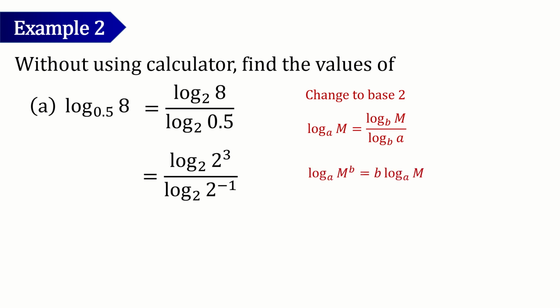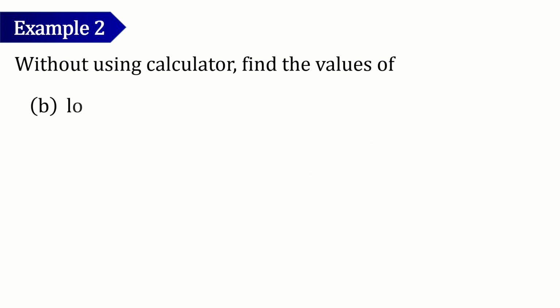Then we can use this rule. We can bring the power to the front. You get 3 log 2 base 2 and negative 1 log 2 base 2, and we can cancel out log 2 base 2. So it is left with 3 over negative 1, which is equivalent to negative 3. Right, second example.